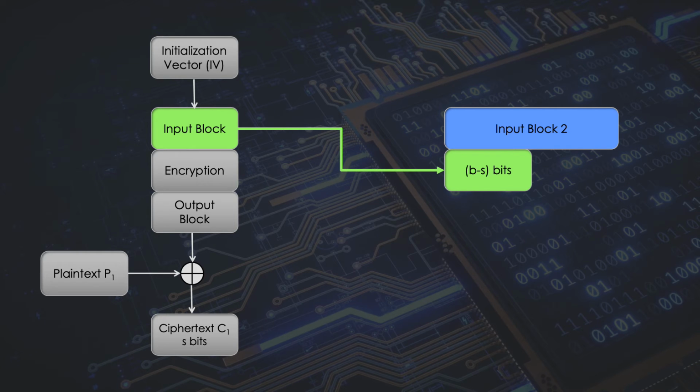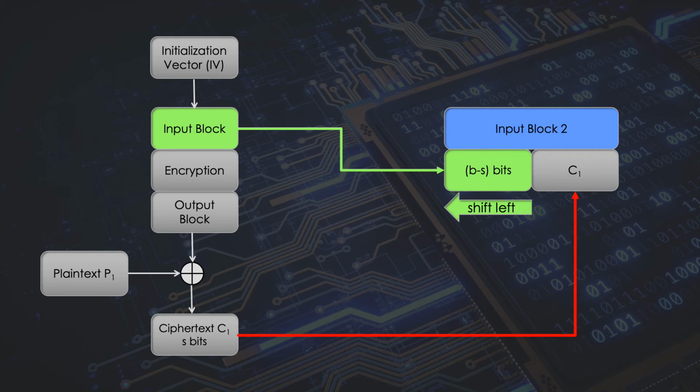The input block from the previous step will be shifted left by S bits, and then used as the leftmost bits of the new input block. The previous ciphertext, C1, will then be reused as the rightmost bits of the new input block. Now, the new input block is obtained.